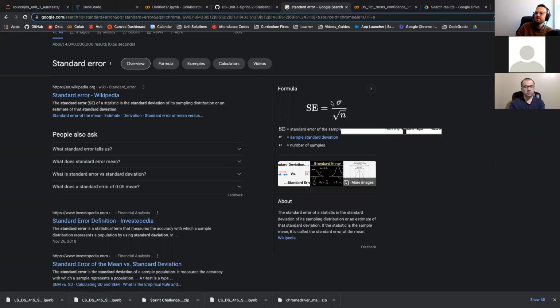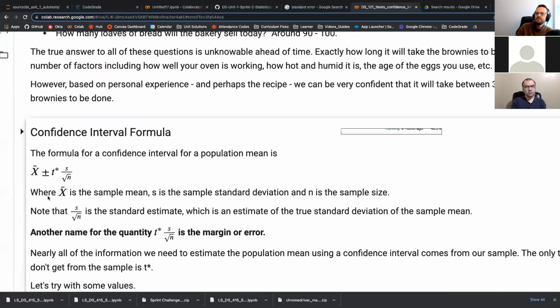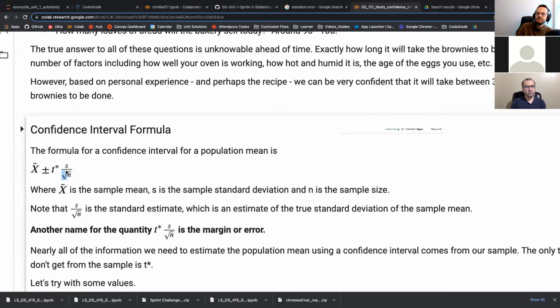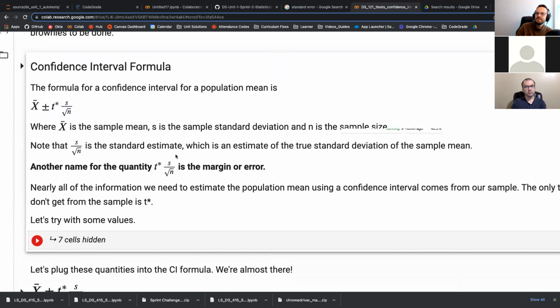So this equation is the standard deviation over your number of samples, the same as this equation. Okay. And you use that plus your critical score to estimate or calculate the margin of error. Now, the margin of error is the value you use to create your confidence intervals.